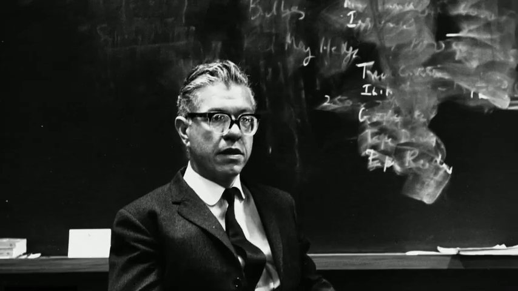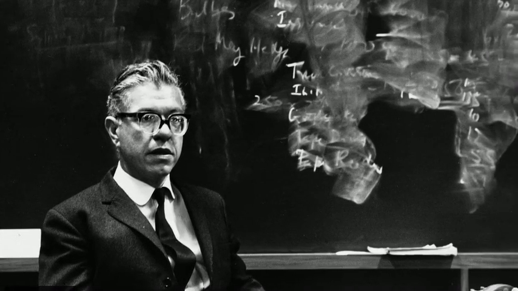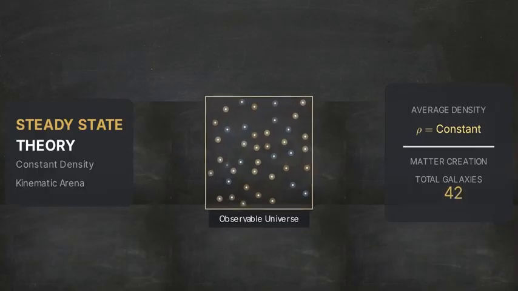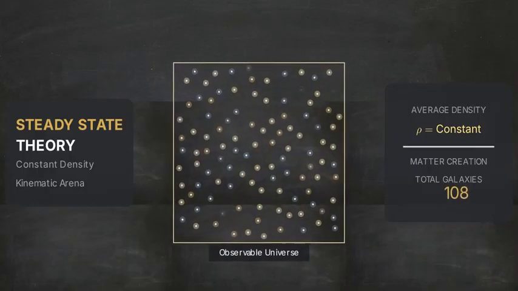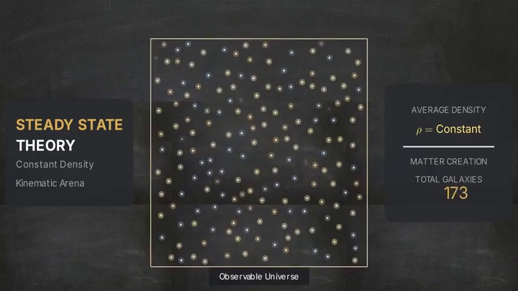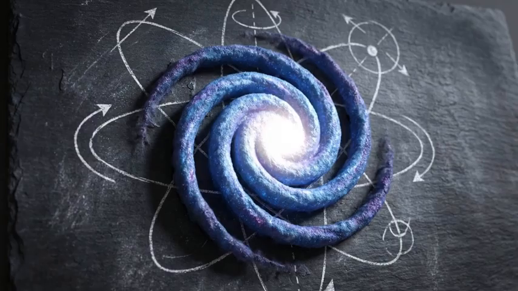For decades, it competed against the steady-state theory, championed by astronomer Fred Hoyle. Hoyle's model agreed the universe was expanding, but argued it maintained a constant average density as new matter continuously formed. Regardless of whether the origin was a sudden explosion or a steady state, the resulting universe is a kinematic arena. It is defined by outward expansion and localized pockets of intense, self-organizing rotational energy.